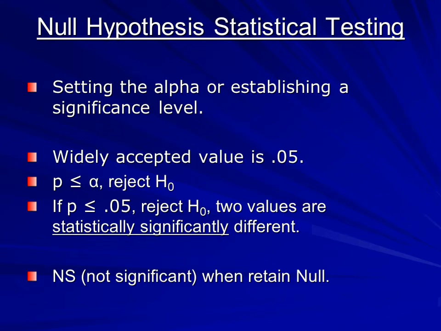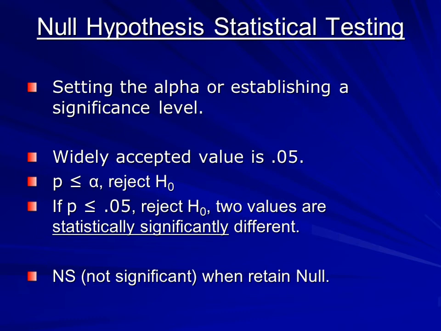So if it's less than 0.05, it's significantly different. If it's greater than 0.05, then we get to say not significant. That's what NS usually refers to: not significant. Then we retain the null. It's really important for you to understand this: retain the null. We get to reject or retain the null. That doesn't mean we accept the null.